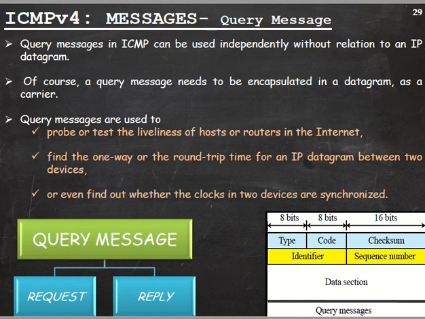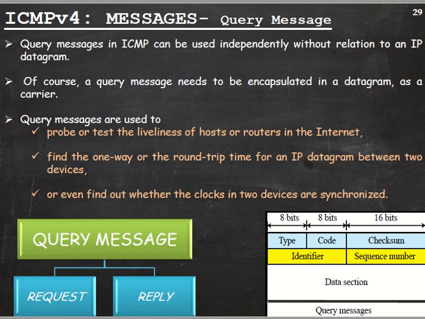The same can be used to check whether the clocks in the two devices are synchronized. The timestamp request message sends a 32-bit number which defines the time the message has been sent. So when a timestamp request message is sent, it sends a 32-bit number which defines the time at which the message was sent.